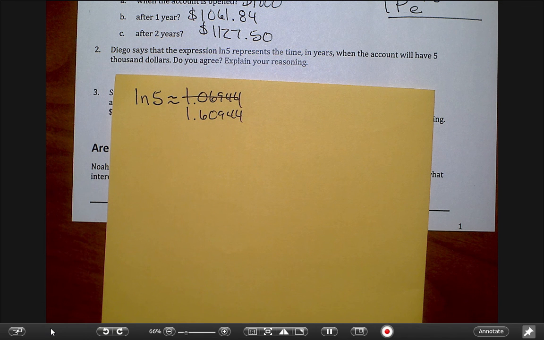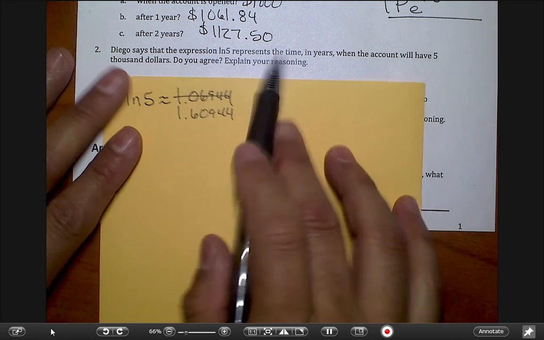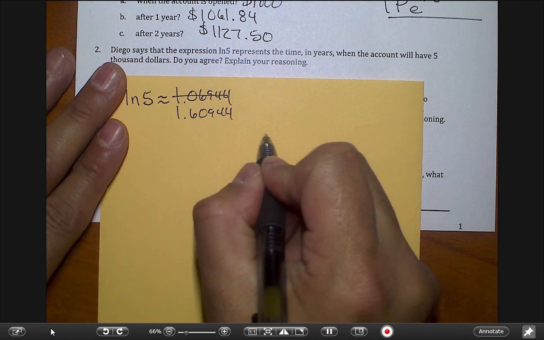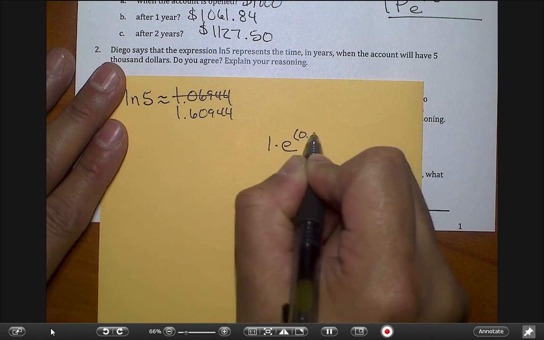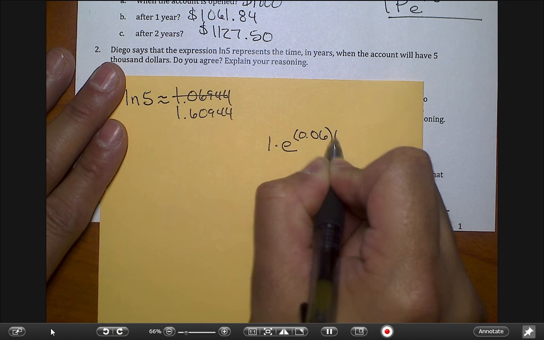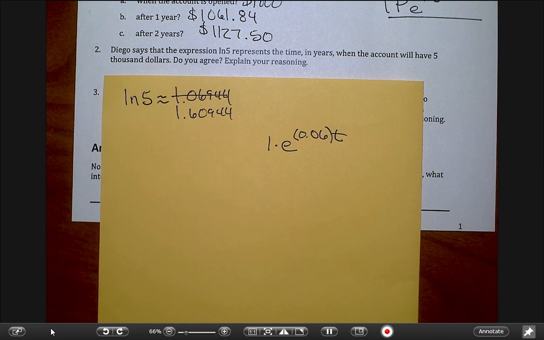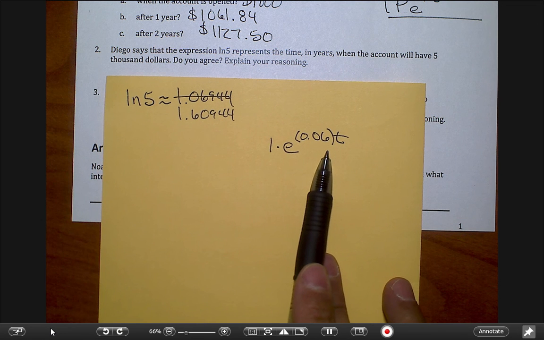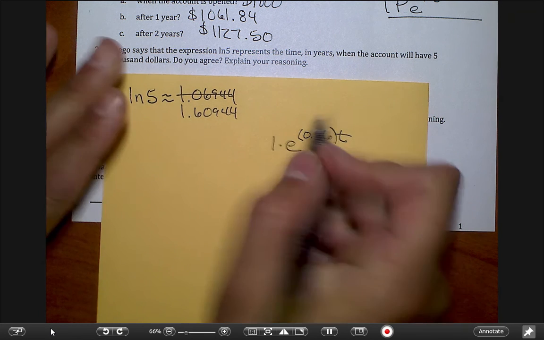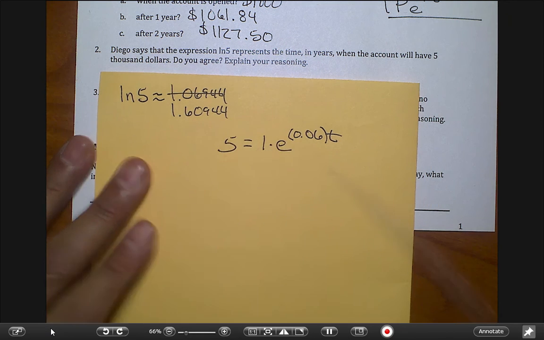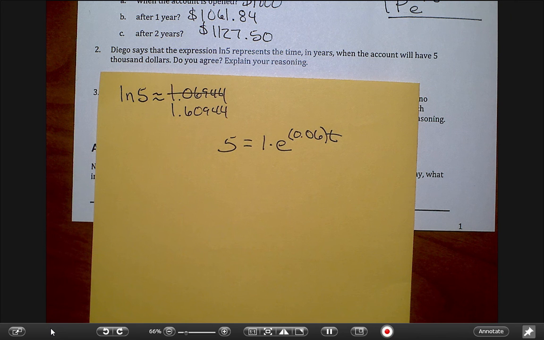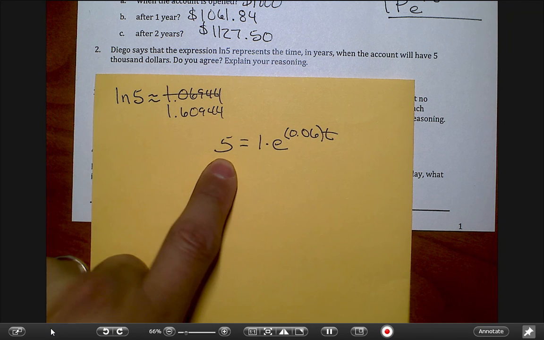Okay. All right, so now let's see. So if I have my function, which is going to be 1 times e to the 0.06 t, like that. Now, I want this account, this function right here, to equal 5,000, right? So what am I going to set this right here equal to? Yep. Each one represents 1,000, right? So we're going to set this equal to 5.